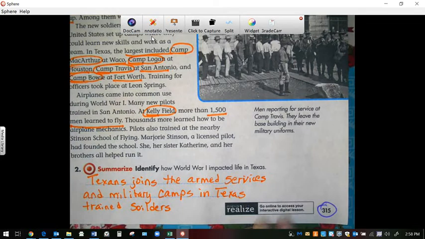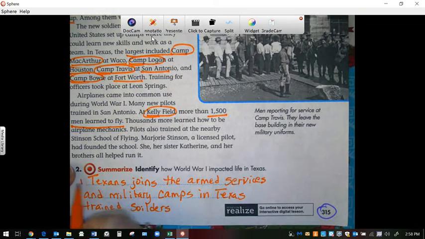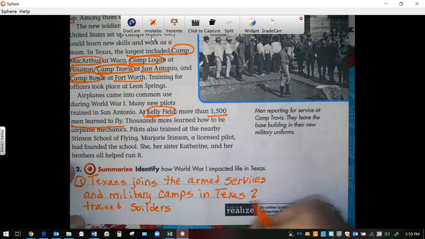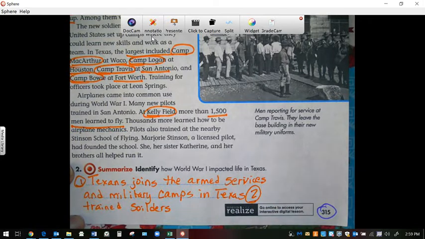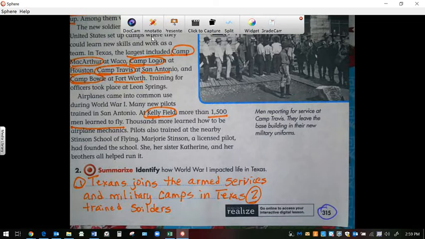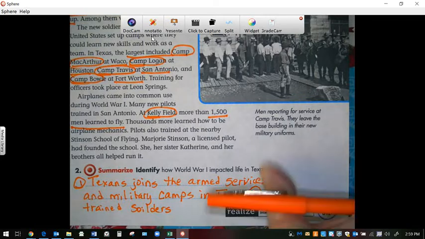Okay, so one thing was that the Texans joined the armed services, and the second thing is that we started having a lot of training camps. All right, so now let's look at the 1920s.